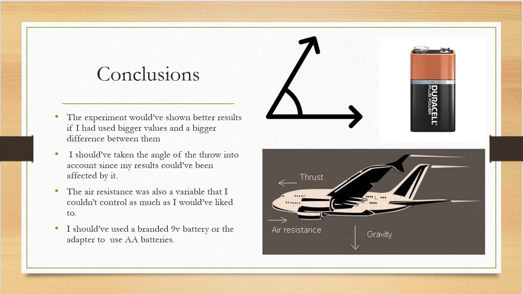I think the experiment would have shown better results if I had used bigger values and a bigger difference between them. Also, I should have taken the angle of the throw into account, since my results could have been affected by it. The air resistance was also a variable that I couldn't control as much as I would have liked to, and I probably should have used the branded 9V battery or the adapter to use AA batteries.